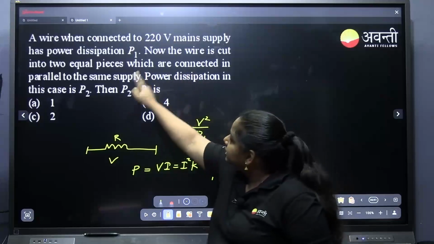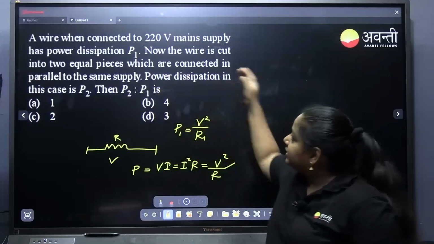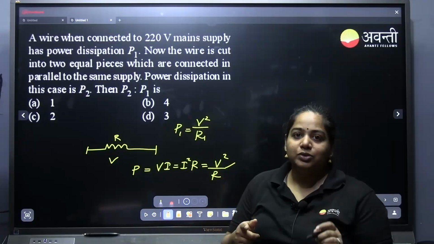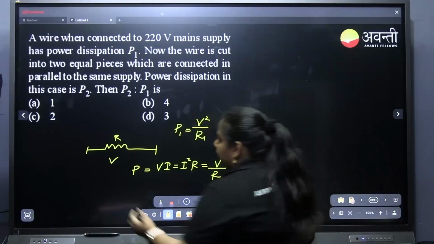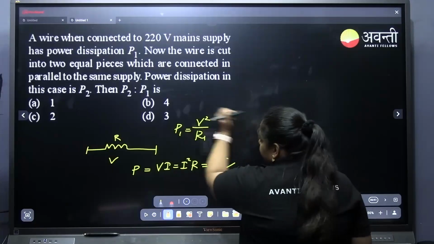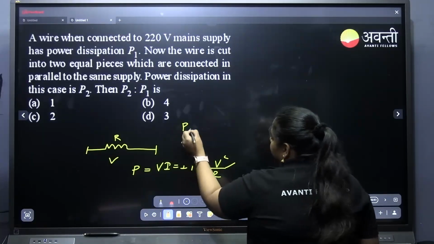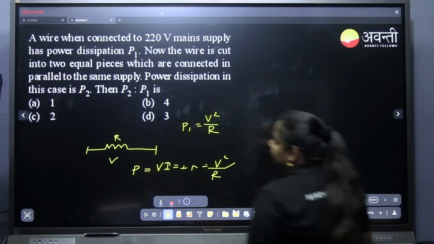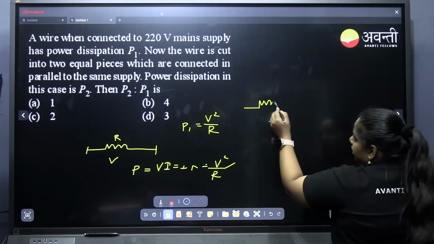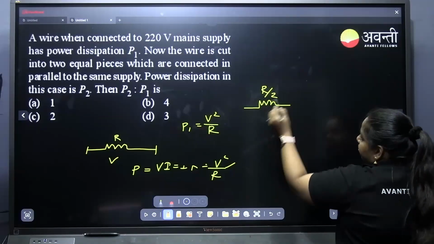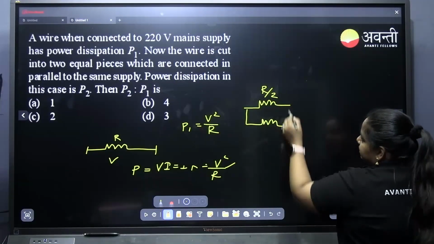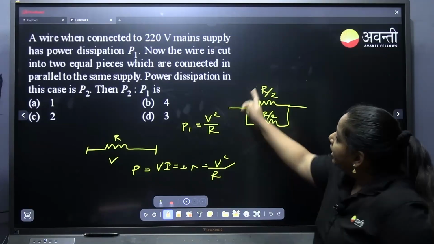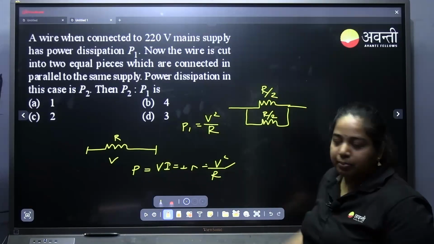Now go to the second one. The same resistor R is connected to two parts. Take it as R only. P1 equal to V square by R. Now R is cut into two pieces. Okay, so each is having R by 2 resistance. Now they are connected in parallel and connected to the same supply.